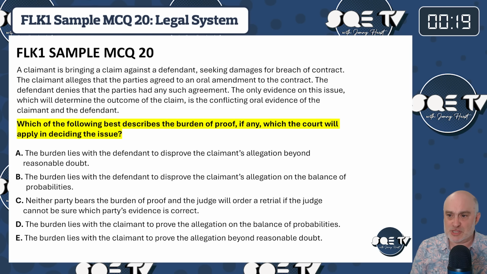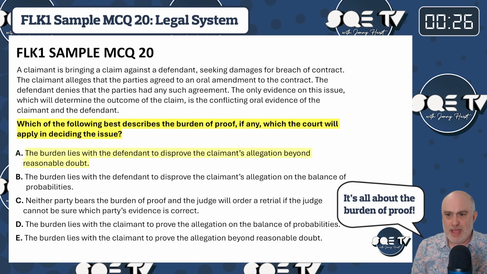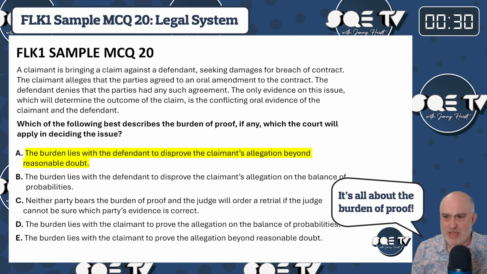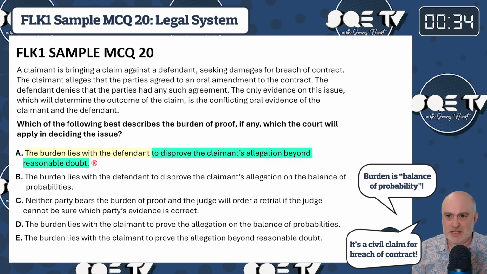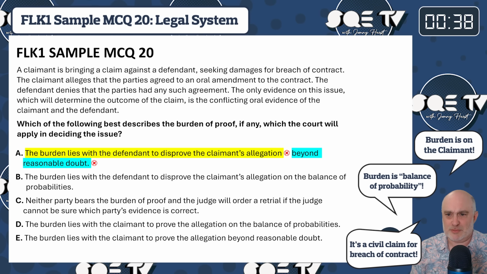Which of the following best describes the burden of proof, if any, which the court will apply in deciding the issue? So it's all about burden of proof. A. The burden lies with the defendant to disprove the claimant's allegation beyond reasonable doubt. Well, no, this is a civil claim for breach of contract. The test is going to be on the balance of probabilities, and of course the burden is always on the claimant, so that's wrong for both reasons for A.